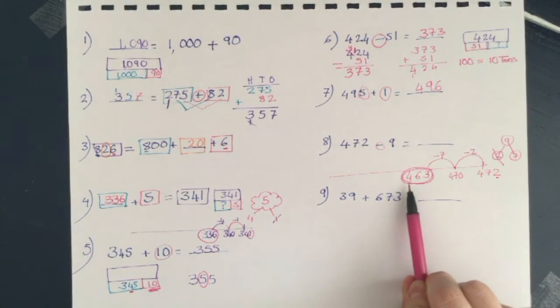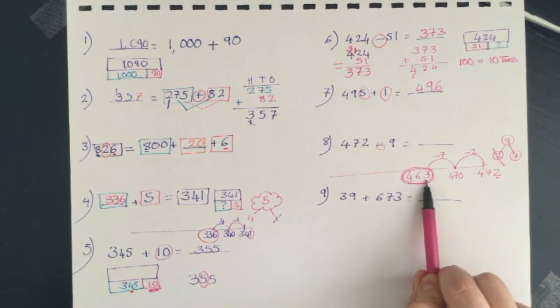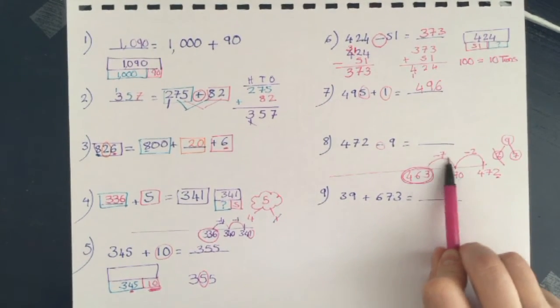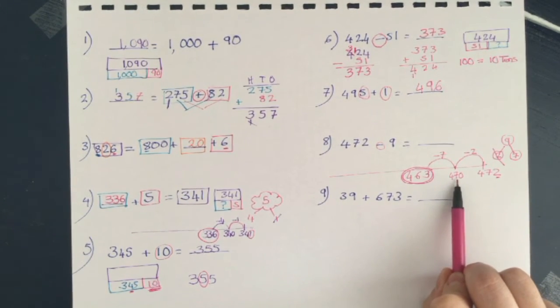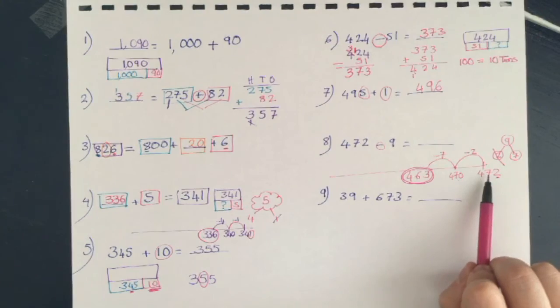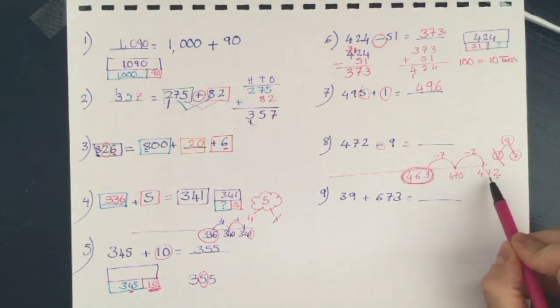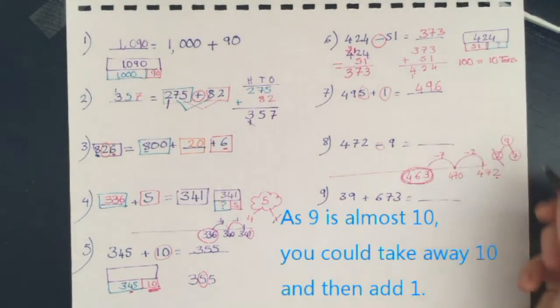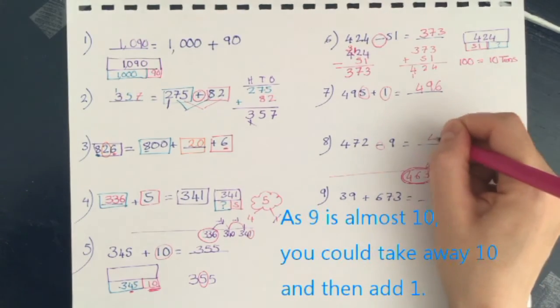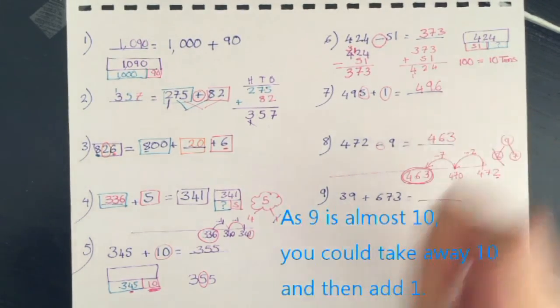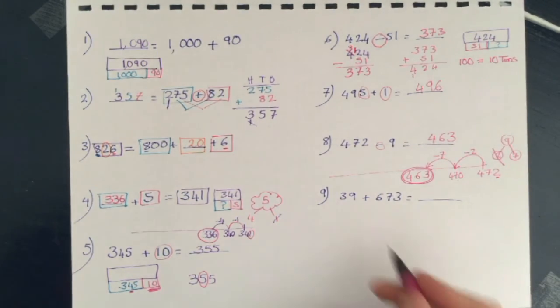Okay? Let's do it the other way around to see if our answer is correct. So 463 add 7. 3 plus 7 equals 10. Yeah, it's my next 10. 470. 470 add 2. 472. That would be correct. Okay, so I have done a proper calculation. My answer is correct.